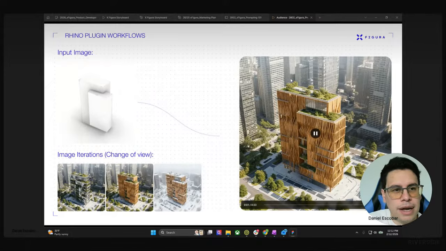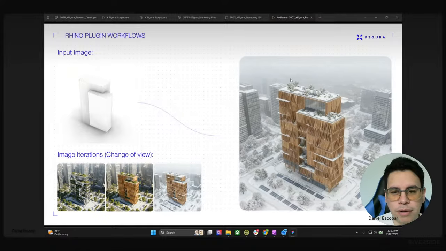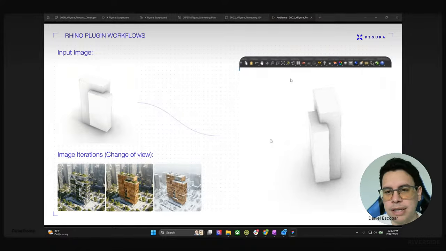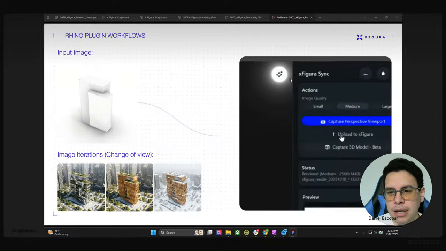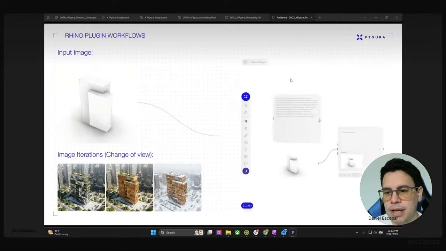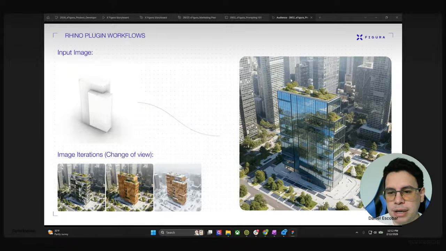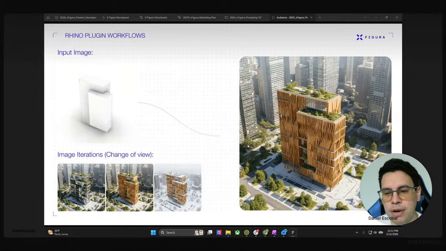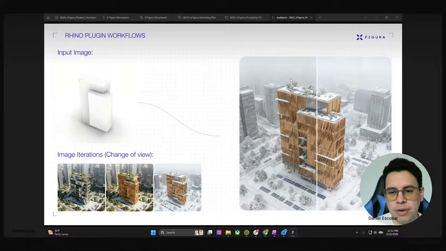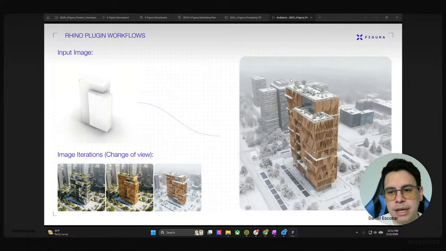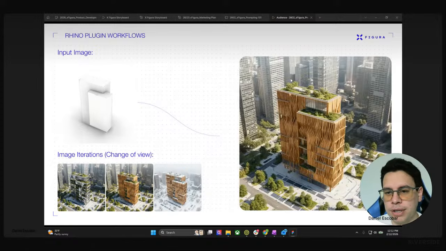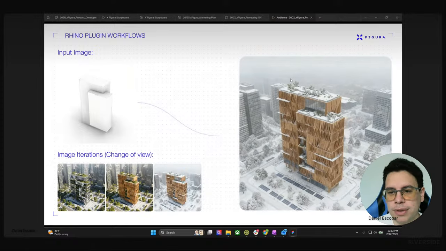Okay. And here's a preview of a Rhino plugin. The Rhino plugin is available in the package manager. You can type xFigura, download the plugin, and then you can use it. It'll pop out as a window next to Rhino, and you can essentially take snapshots of your views in Rhino. It'll automatically load them up in our canvas, and then you can go from there and do iterations using our generative models.